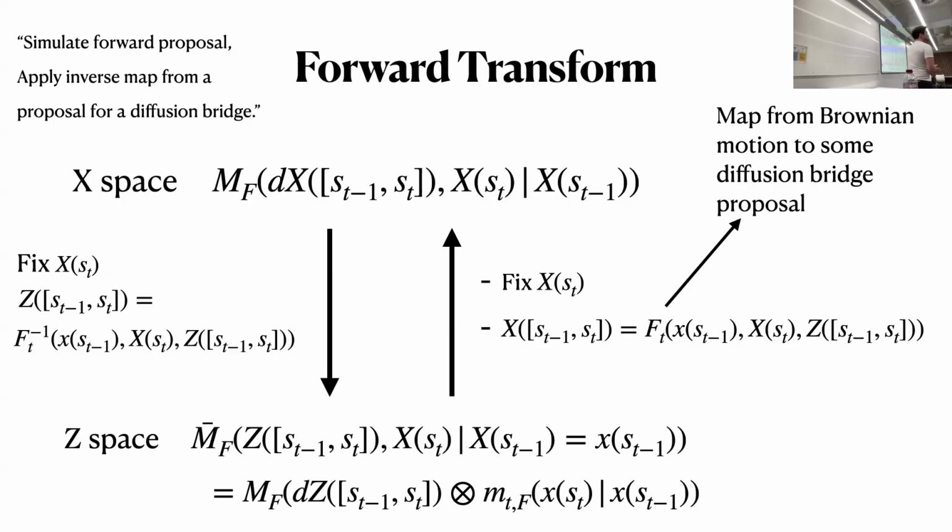Say on the left, fixed x of st, and then you set z as the f inverse. But one of the arguments of the f inverse, ft inverse. Sorry, this should be x. Yeah, that should be x. Okay. Because otherwise, it'd be very easy to. Yeah. That is true.